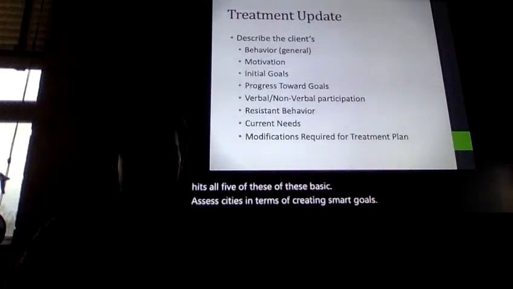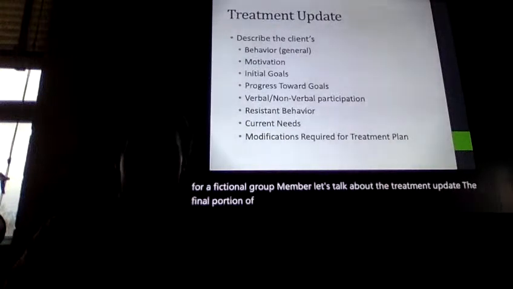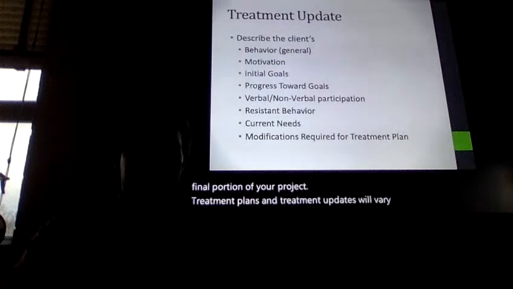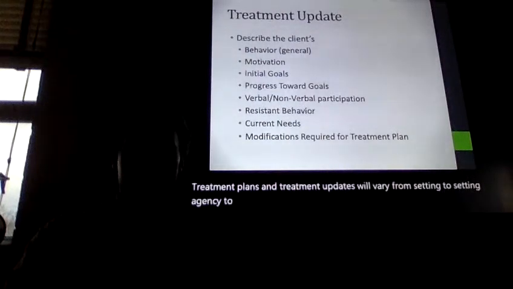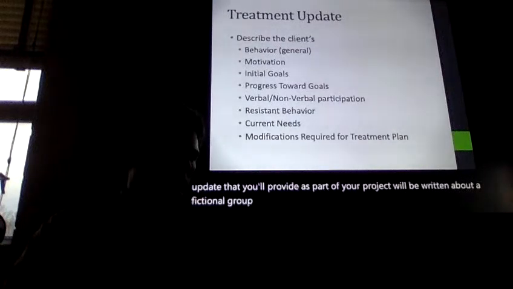So now that you have an idea of what a SMART goal could be for a fictional group member, let's talk about the treatment update, the final portion of your group project. Treatment plans and treatment updates will vary from setting to setting, agency to agency. For the purposes of our work together, the treatment update that you'll provide as part of your group project will be written about a fictional group member following your 6th session together.